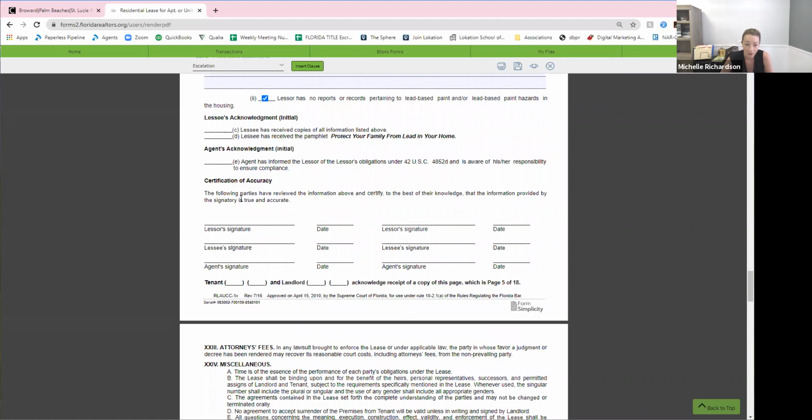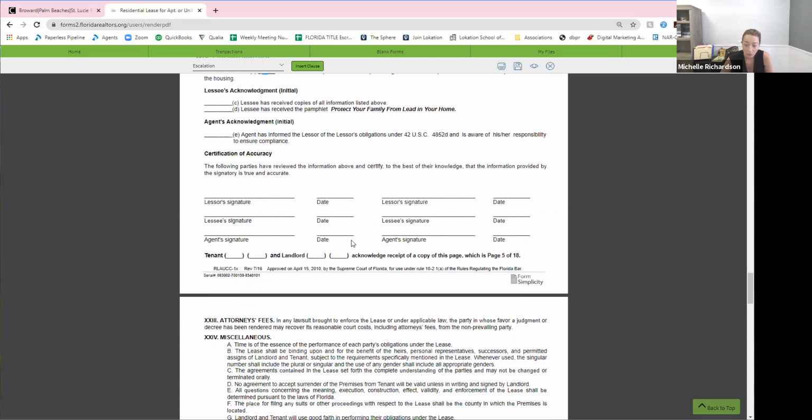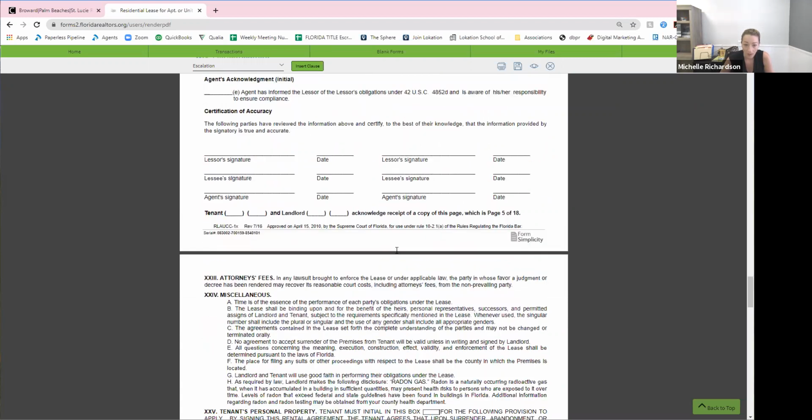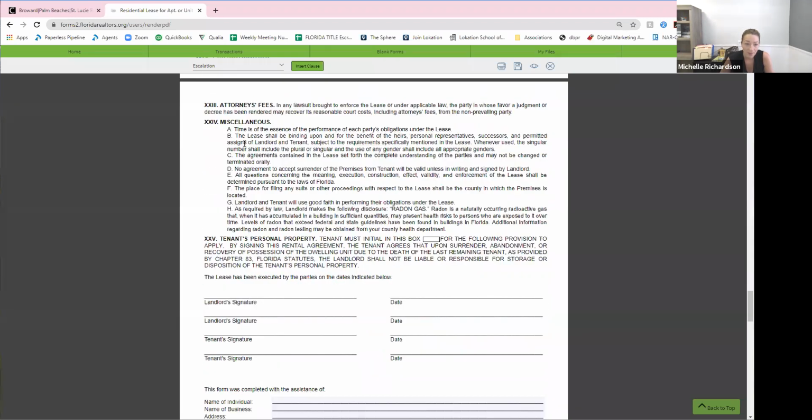Certificate of accuracy. So you have the landlord and the tenants signing here. If there are 2 real estate agents, you'll both sign here. And then this is all just miscellaneous stuff through here. Attorney's fees. Time is of the essence on this form. The lease should be binding upon and for the benefit of the heirs, personal representatives, successors, and permitted assigns of landlords. So keep this in mind, that if someone passes away, this lease is binding on their heirs, personal representatives, successors, and so on.